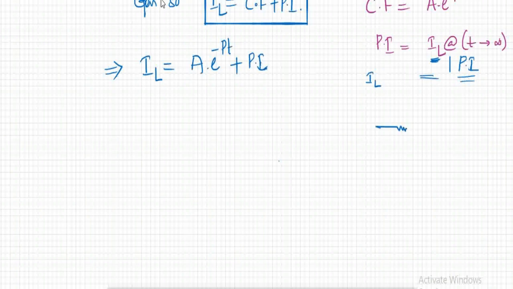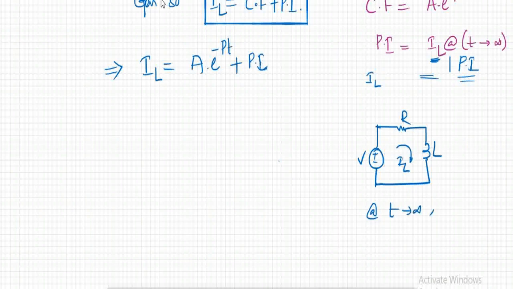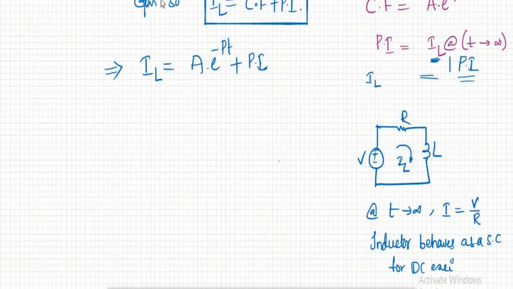For the circuit with R, L and a voltage source, we need to find this current IL. At t tends to infinity, the only current through the circuit will be V by R, because the inductor will act as a short circuit. The inductor behaves as a short circuit for DC excitation at steady state. This is important.